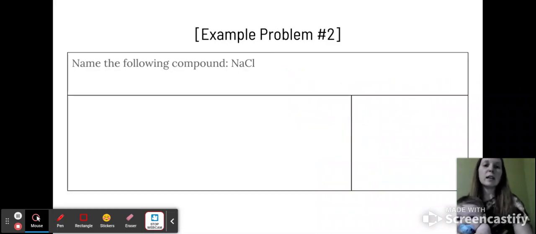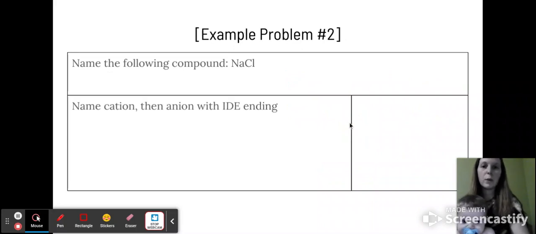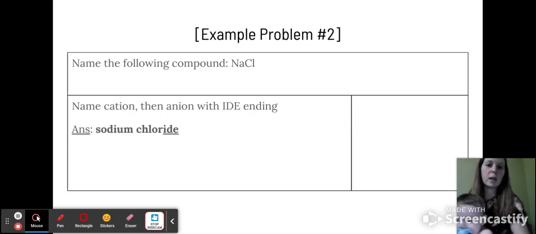So now let's go ahead and name this first example. This should be a pretty basic one. We name the cation, then the anion with the -ide ending. So we've got sodium, and then chlorine becomes chloride.